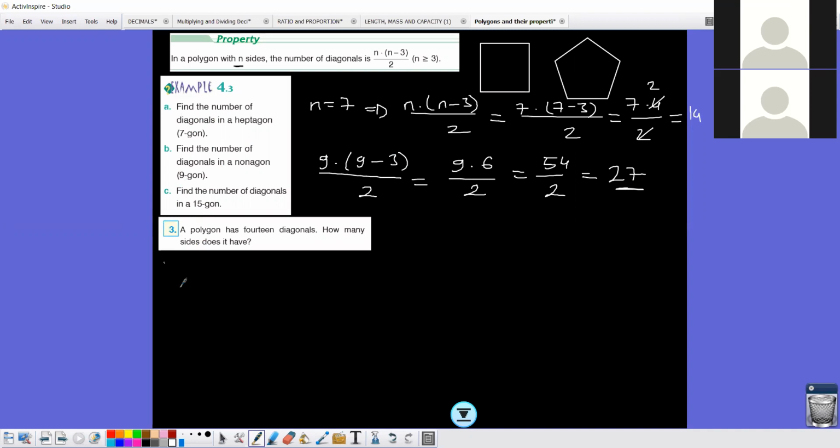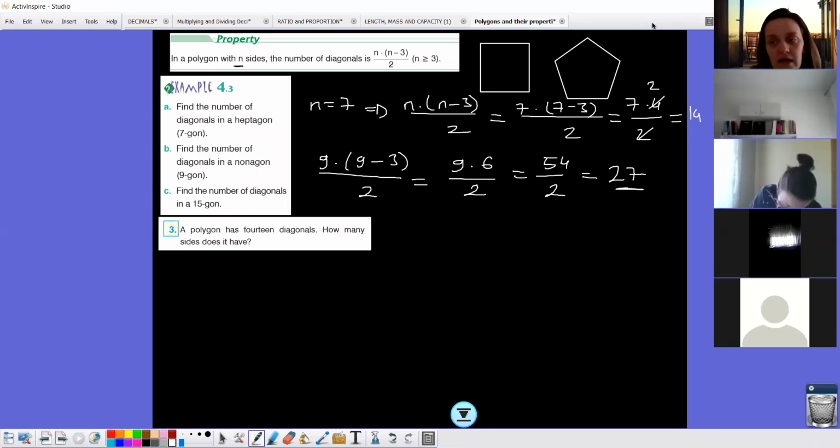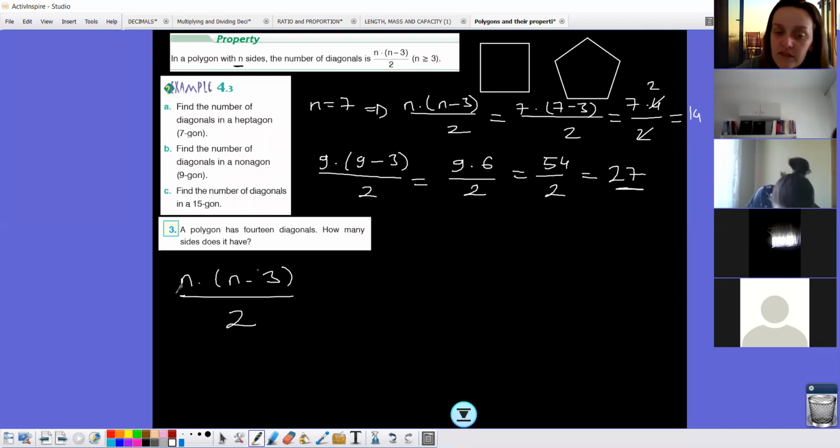Here, another question we have: a polygon has 14 diagonals. How many sides does it have? Here, the number of diagonals is given. We need to find how many sides the polygon has. So what do you think? How will we do this? Teacher, we will write the formula and we will equalize it with 14 and then we will find it. Yes, so we have the formula. We know that this formula gives us the number of diagonals. And if the number of diagonals is given, this formula is equal to that number, 14. And now we can solve this one.